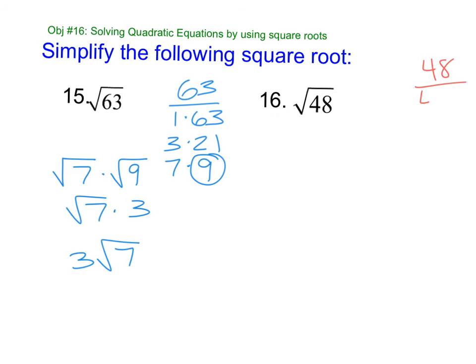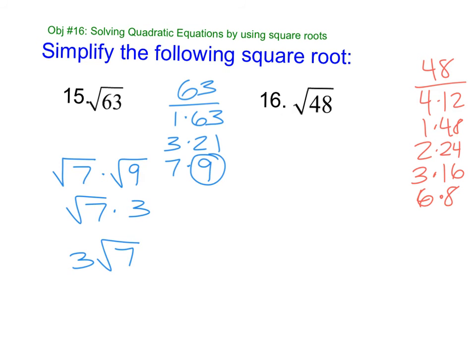48. A lot of kids are like, oh, it's 4 and 12. It's not 4 and 12. There's a bigger one. What else multiplies to 48? 1 times 48. 2 times 24. 3 times 16, and 6 and 8.